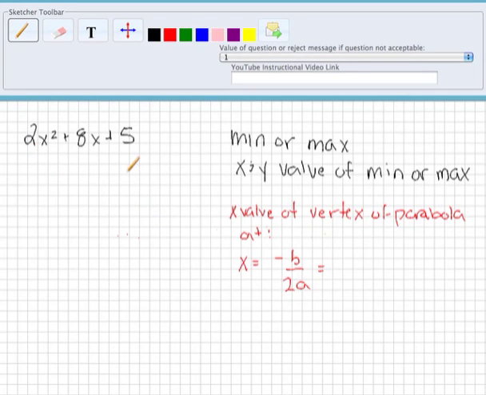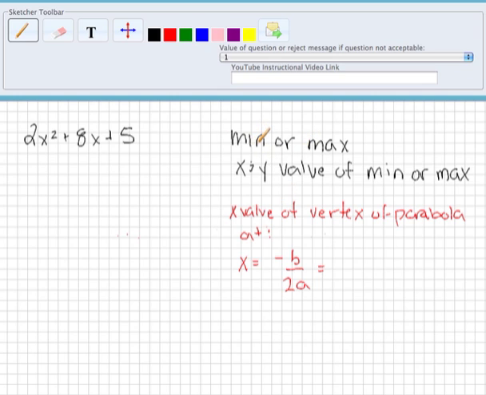So we're given this quadratic equation here, and we're asked whether it has a min or a max, and then we need to find the x and y value of the min or max. Here are the formulas we're going to need to finish this problem. We're going to find the x value of the vertex of a parabola at x equals negative b over 2a, and we'll do that in the second part. Let's do the first part.